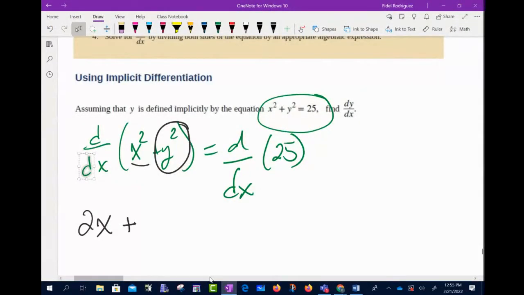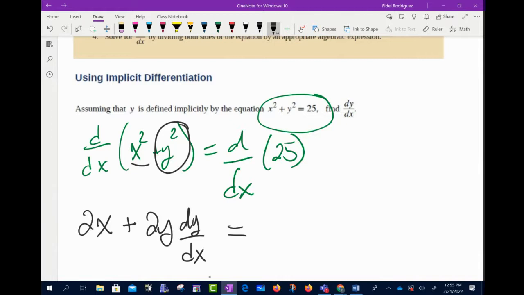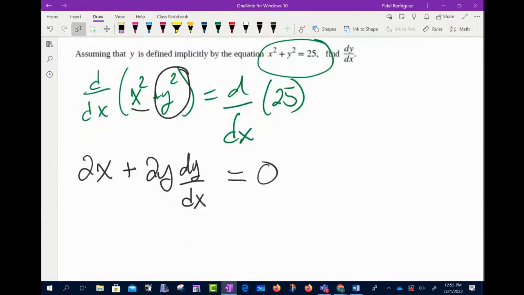All right. Now, what's the derivative of y squared? Okay, 2y, but we still have to take the derivative of y itself. And that's what we call dy/dx, right? Because we haven't solved the equation for y, because we couldn't solve it for y. Okay? Now, on the right side, what's the derivative of 25? 0, right? Okay. So what we want to do here, y'all, is solve for dy/dx.